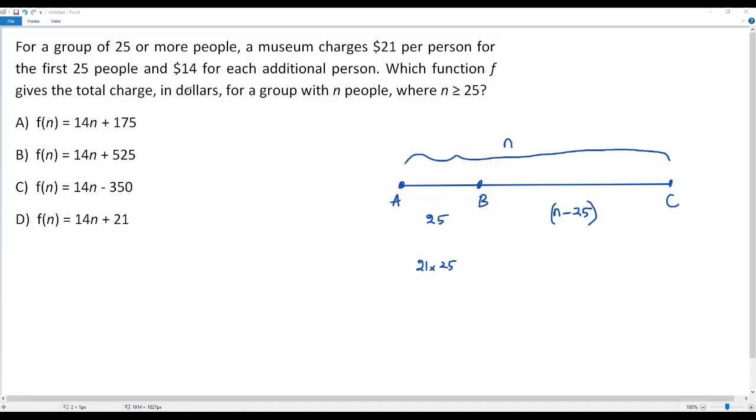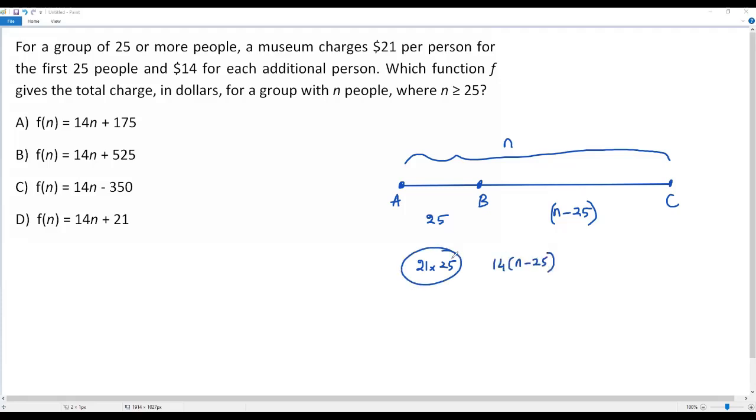Okay, now let's consider this piece of information. That is, the charge for each additional person is $14. Here we have n minus 25 additional persons. Okay, now to get the charge for n minus 25 additional persons, we have to multiply the charge for one person, that is $14, by the number of additional persons n minus 25, that is 14 times (n minus 25).